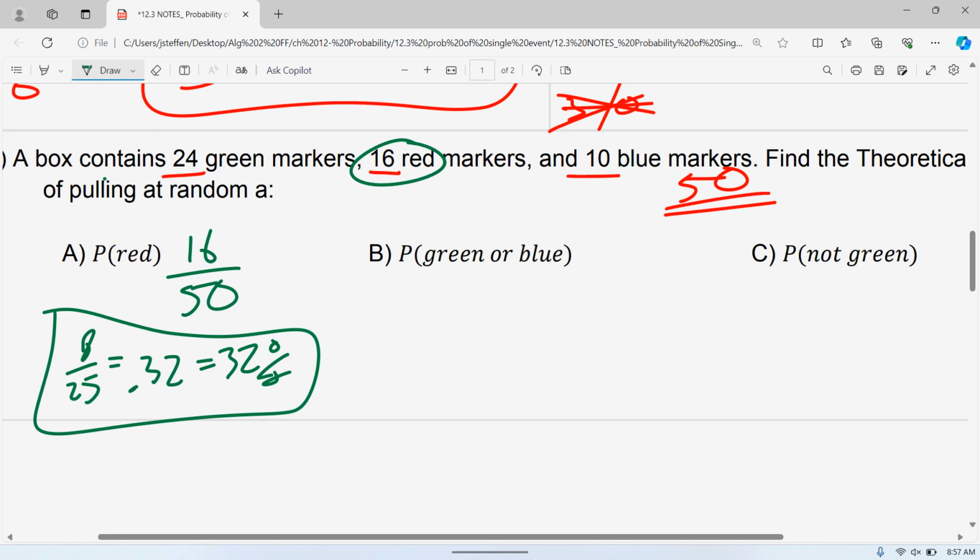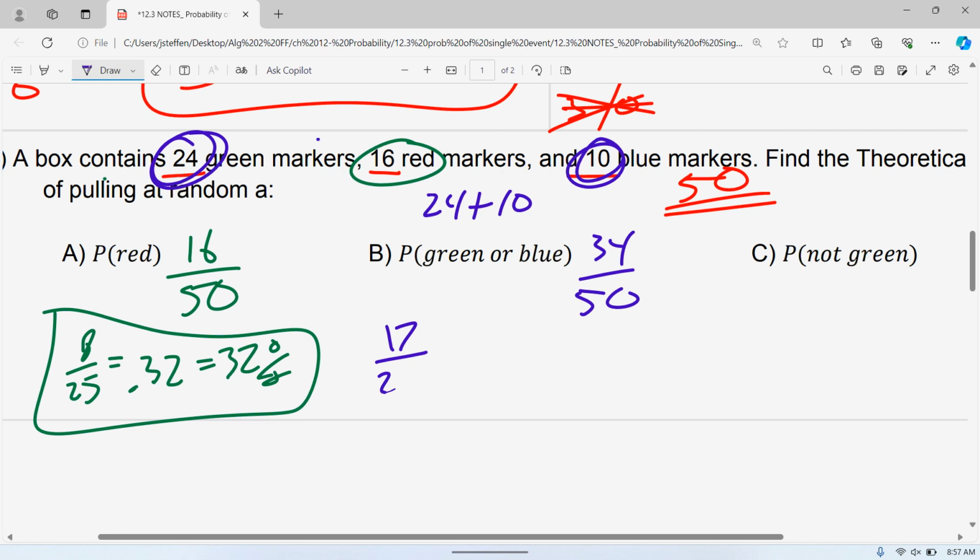Well, we have 24 green. We have 10 blue, so how many green or blue? It's got to be 34. There's 24 green, there's 10 blue, so if it's green or blue, that's got to be 34. Still over the total of 50, so 34 over 50. That ends up being 17 over 25, which is 0.68, which is 68%.